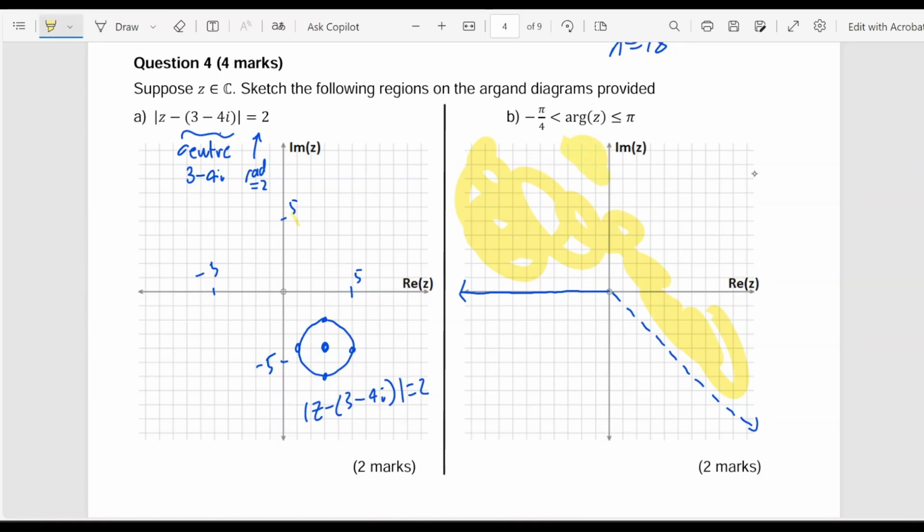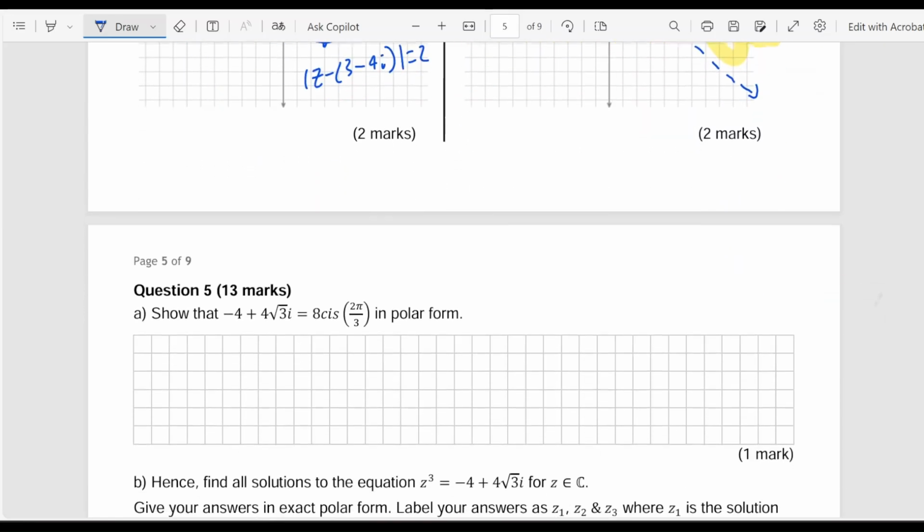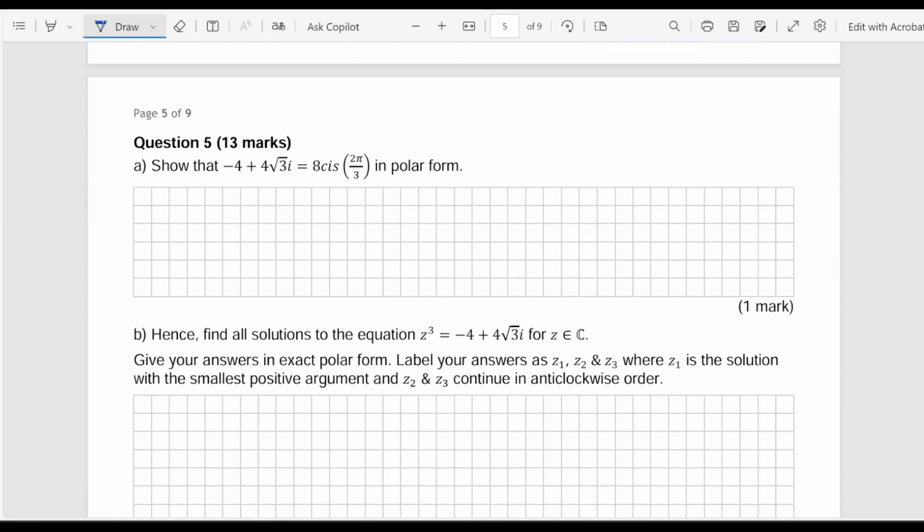All right, remind me not to highlight stuff on a PDF, but there we go. That's the region you'd like. And I guess we should label that region with what it actually was. So minus pi over 4 is less than argument z less than pi. Wonderful. All right, show that it's that in polar form.